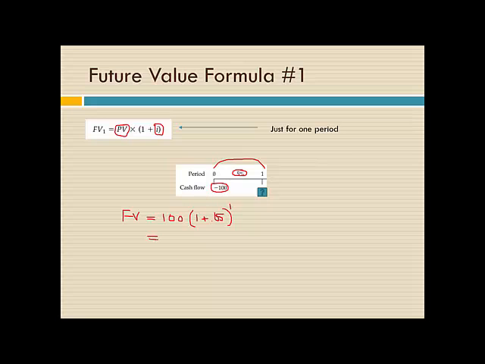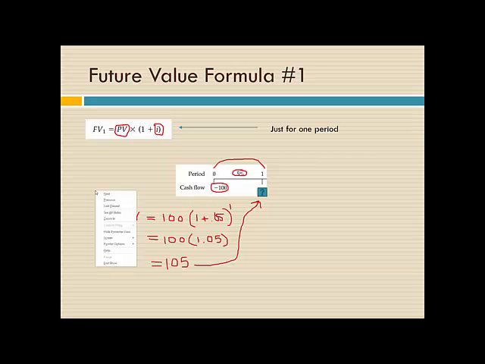So when we go to the next level, we have 100 times 1.05. And that's how you would solve this. And then your future value, when you total it all up, would be $105. So that's what your question mark would be. That would be your future value based on using this one formula. Okay? So let's move to the next one.